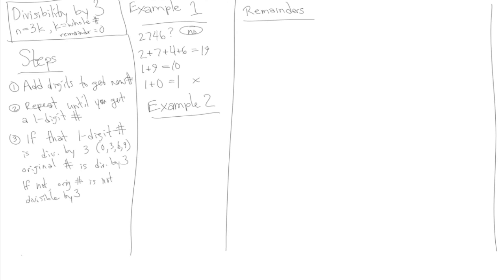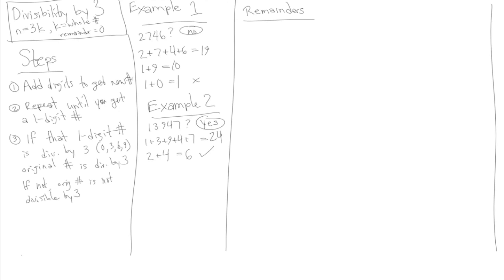Let's see a different example, this time with 5 digits. 13,947. Let's add the digits together. 1 plus 3 plus 9 plus 4 plus 7. And we'll get 24. Again, if you can stop here, if you know that 24 is divisible by 3, then you're done. But let's continue until we get a one-digit number. Add them together. 2 plus 4 is 6, which is divisible by 3. So that means that the original number, 13,947, was also divisible by 3.